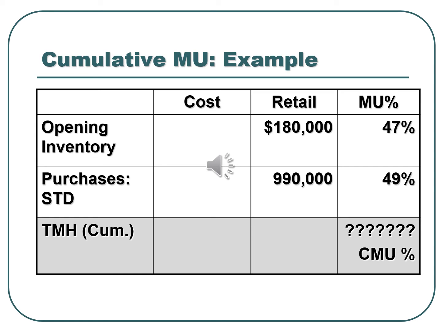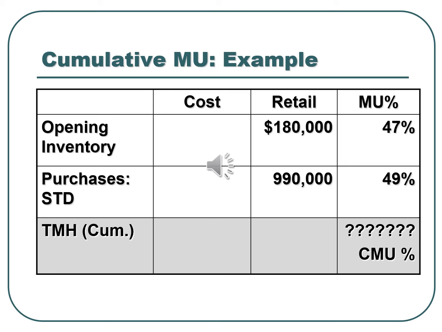And the cumulative cost is similar. The cost of all the opening inventory that we have plus the cost of all the purchases. So we need to know the cost of the opening inventory and purchases for us to be able to find what the cumulative cost will be, combining the opening inventory and purchases. The same goes for the retail. Since we already know the retail value of the opening inventory and purchases, we have to add these two up to calculate what the cumulative retail is going to be.